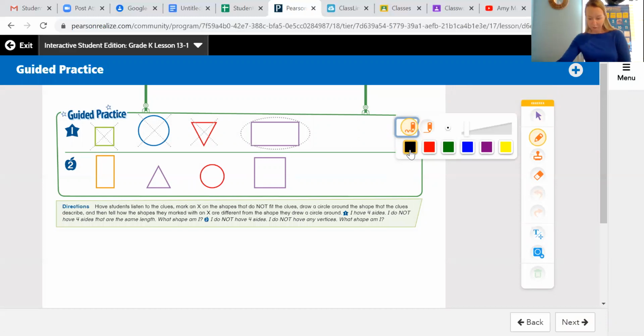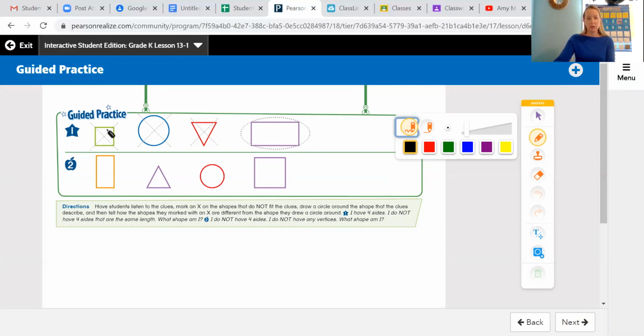So number 1 right here, as always, they did it for you, but we are going to go along and do it as well. The clues are, I have 4 sides, but I do not have 4 sides that are the same length. What shape am I? So it has 4 sides, but they are not the same length.